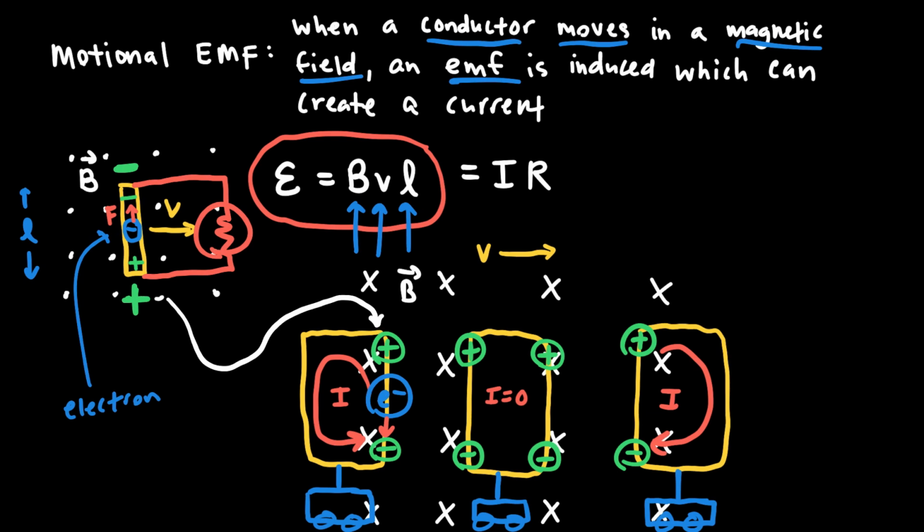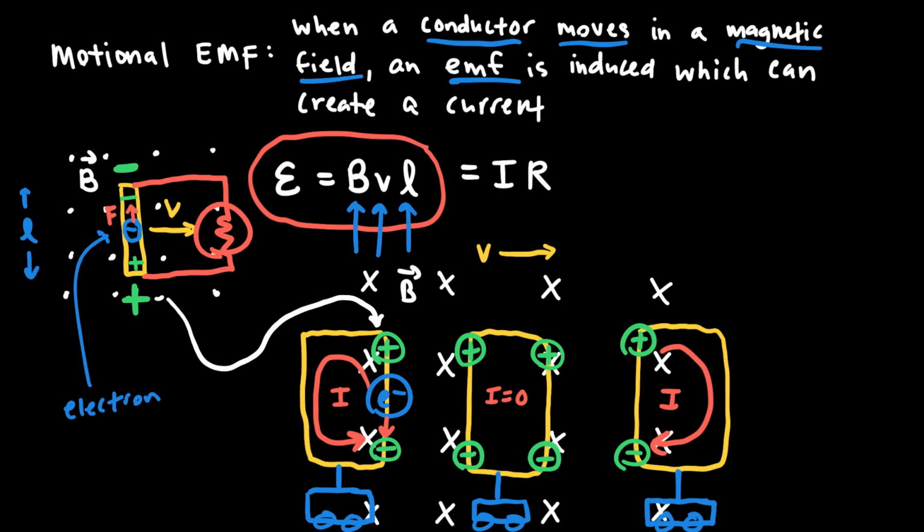Now let's look what happens as it's leaving. The symmetry of this is exactly the same, and so for that reason it still produces an EMF where the positive charges are on the top and the negative charges are on the bottom. This time, however, the current flows clockwise.